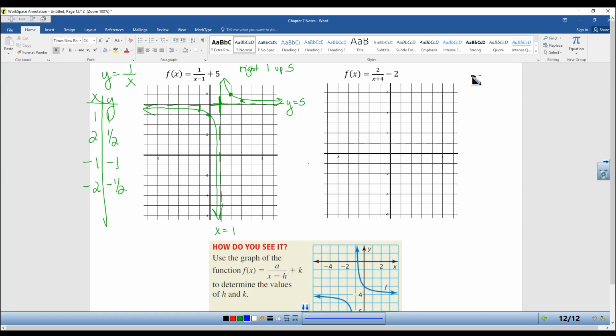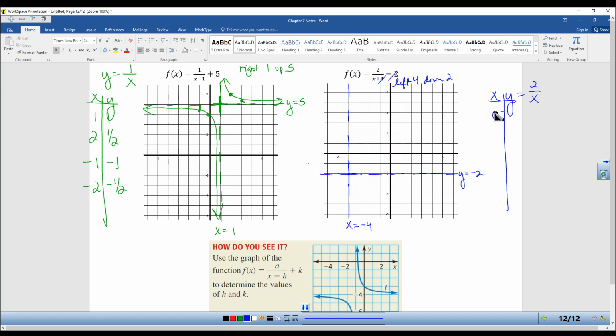Last one. I'm going to move this one to the left 4 and down 2, left 4 and down 2. I'm going to draw my asymptotes there. I didn't ask you to state the equation, but I will on a quiz. So y is equal to negative 2, and my vertical asymptote is x is equal to negative 4. And then from there, I'm going to make my table, but I'm only going to use y is equal to 2 over x. I'm going to ignore the 4 and the 2 while I'm making my table.